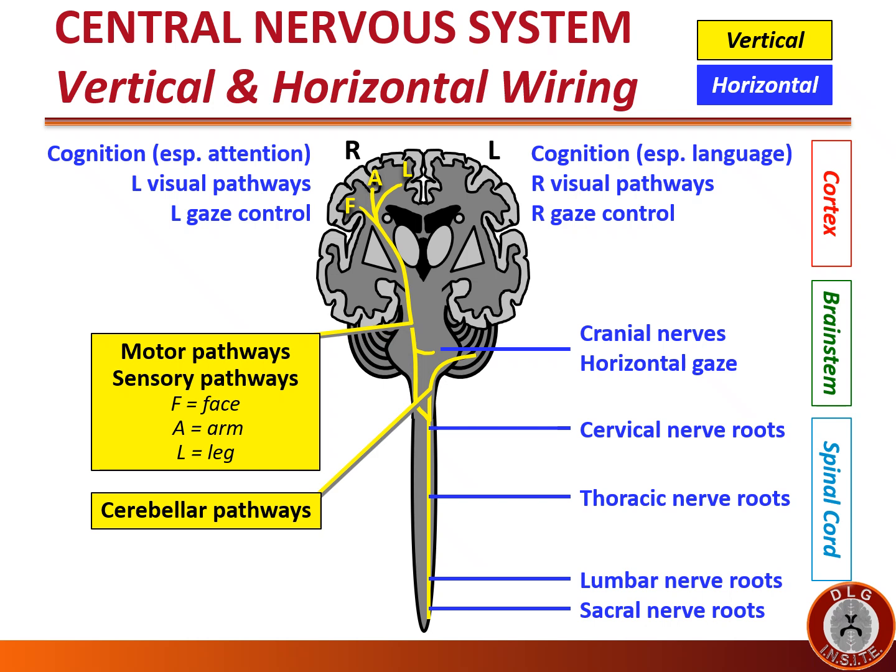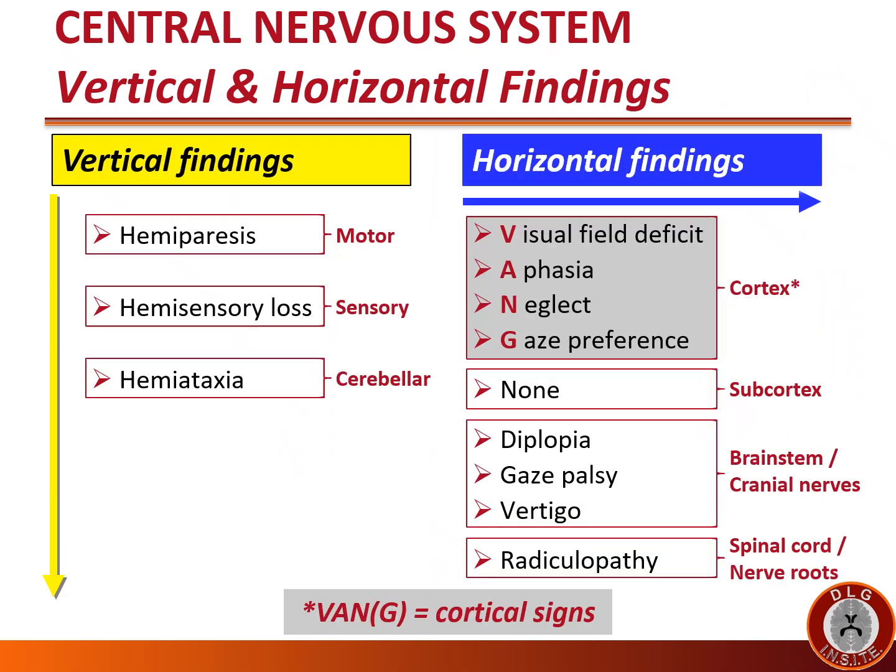On this slide, we see the central nervous system, vertical and horizontal wiring depicted together. On this slide, we see the specific clinical findings, or symptoms and signs, one finds with lesions involving these vertical and horizontal pathways. The vertical findings include hemiparesis, a motor deficit, a hemisensory loss or sensory deficit, and hemiataxia when it involves the cerebellar pathway.